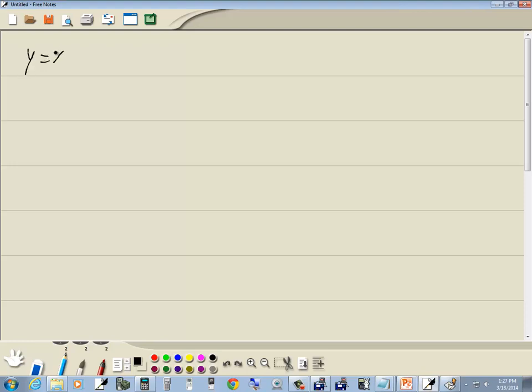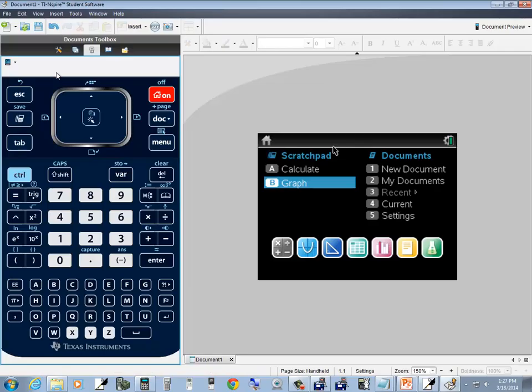Now, we're learning the basic building blocks here. You may already know what y is equal to x looks like. Most people do. That's not the goal here. The goal is to learn how to do these basic building blocks on our calculator so that later on we can combine them together to make more complex graphs. Okay, so let's graph this.